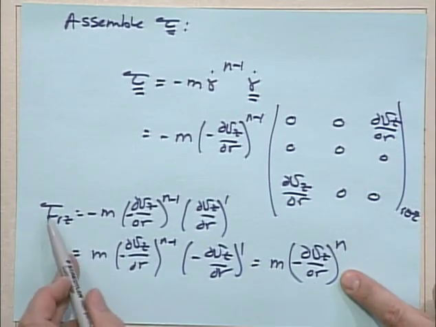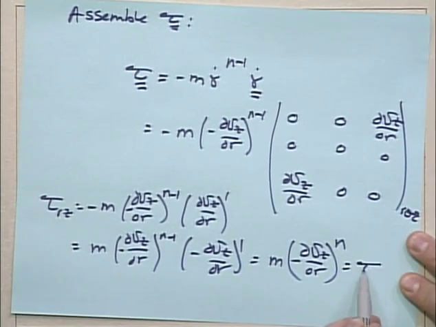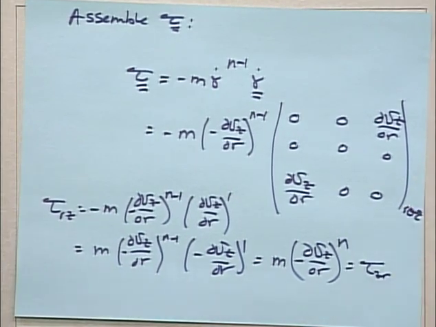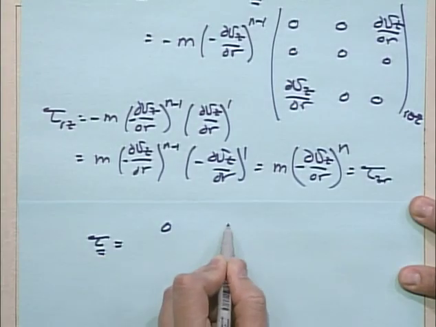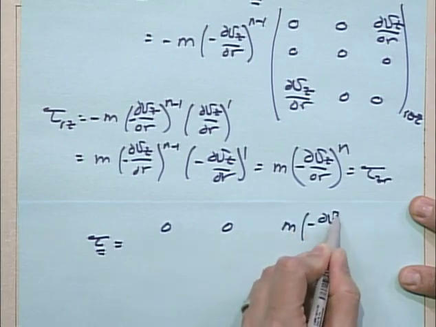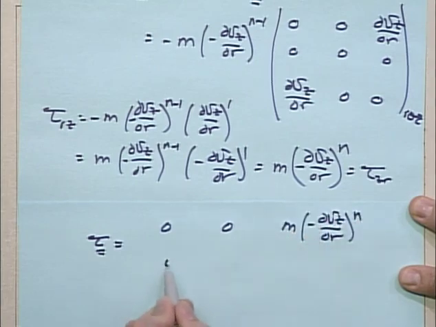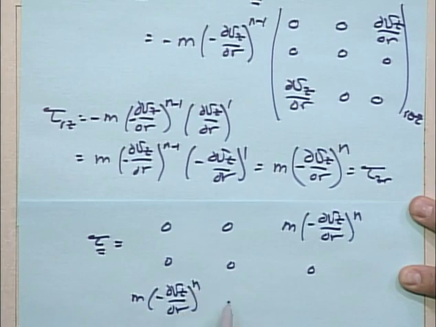So this is tau RZ, but that's also tau ZR. They're equal to each other. So I've got tau now. Tau is all zeros except for this little expression in those two locations. So at the end of the day, tau is 0, 0, m times minus dvz dr to the n, 0, 0, 0, m times minus dvz dr to the n, 0, 0.